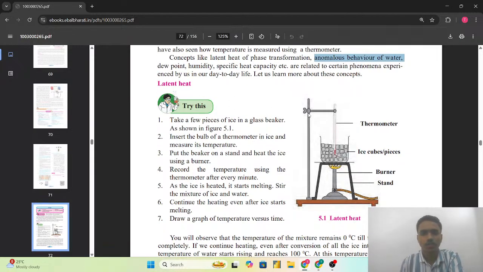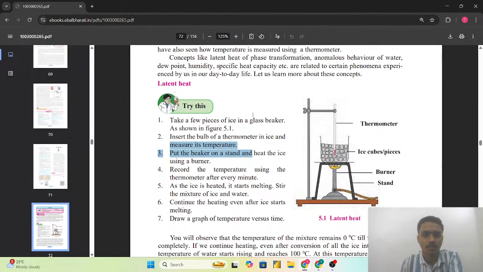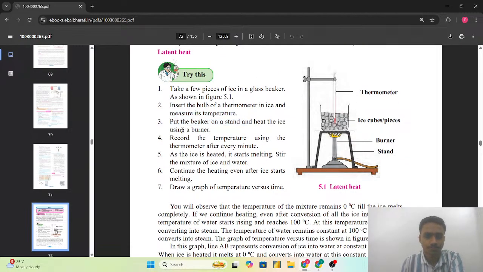Again, we are given one activity. What is that activity? Try this. Take pieces of ice in a glass beaker as shown in figure 5.1. We have to take the pieces of ice in a beaker, insert the bulb of a thermometer in the ice and measure its temperature. Put the beaker on the stand and heat the ice using the burner. We have to take the Bunsen burner and heat that container filled with ice.